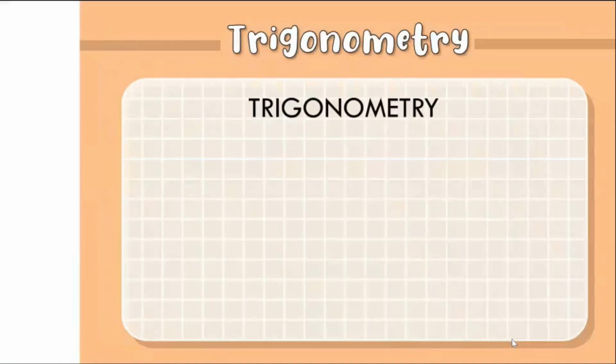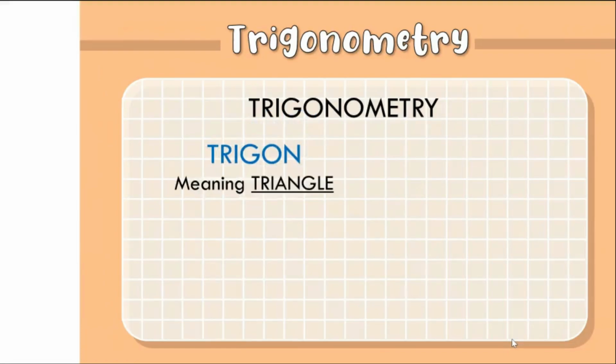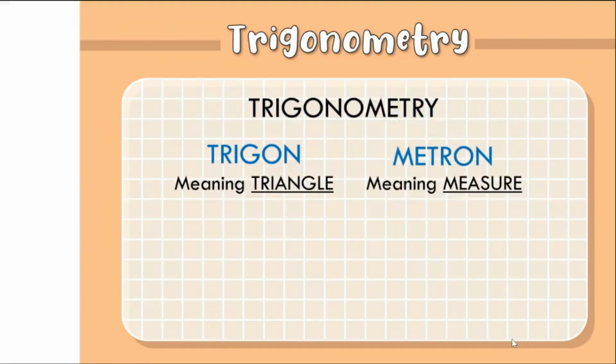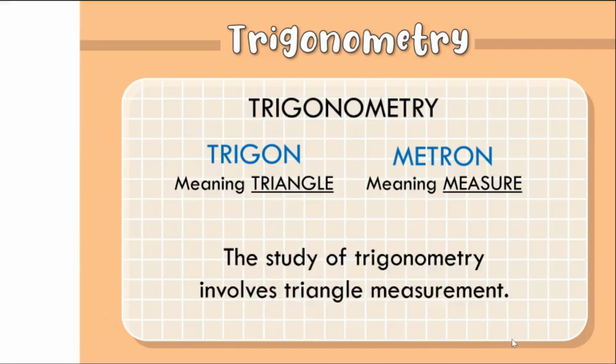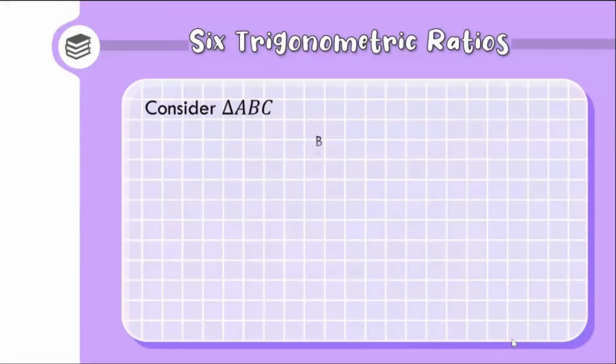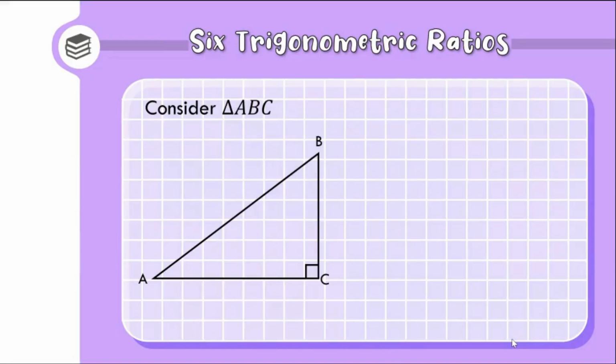The word trigonometry comes from the ancient Greek word trigon, meaning triangle, and metron, meaning measures. And the study of trigonometry involves triangle measurement. So for now, let us consider triangle ABC. Triangle ABC here is a right triangle. We have here side AB, side BC, and side AC. And these sides can be represented by small letters a, b, and c.